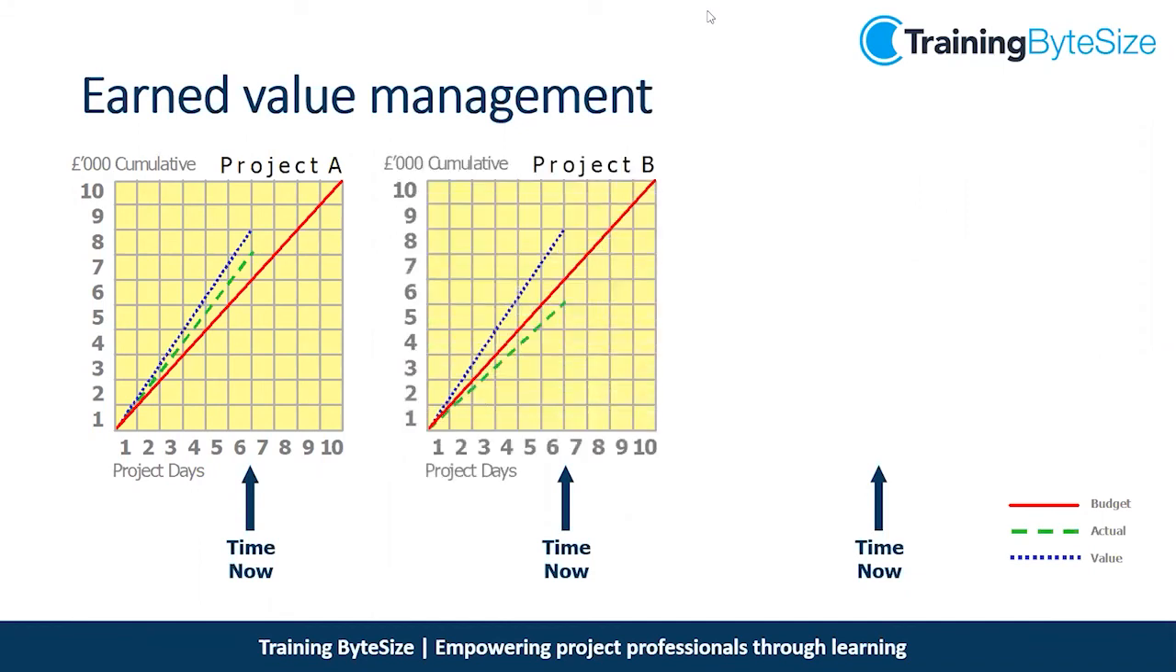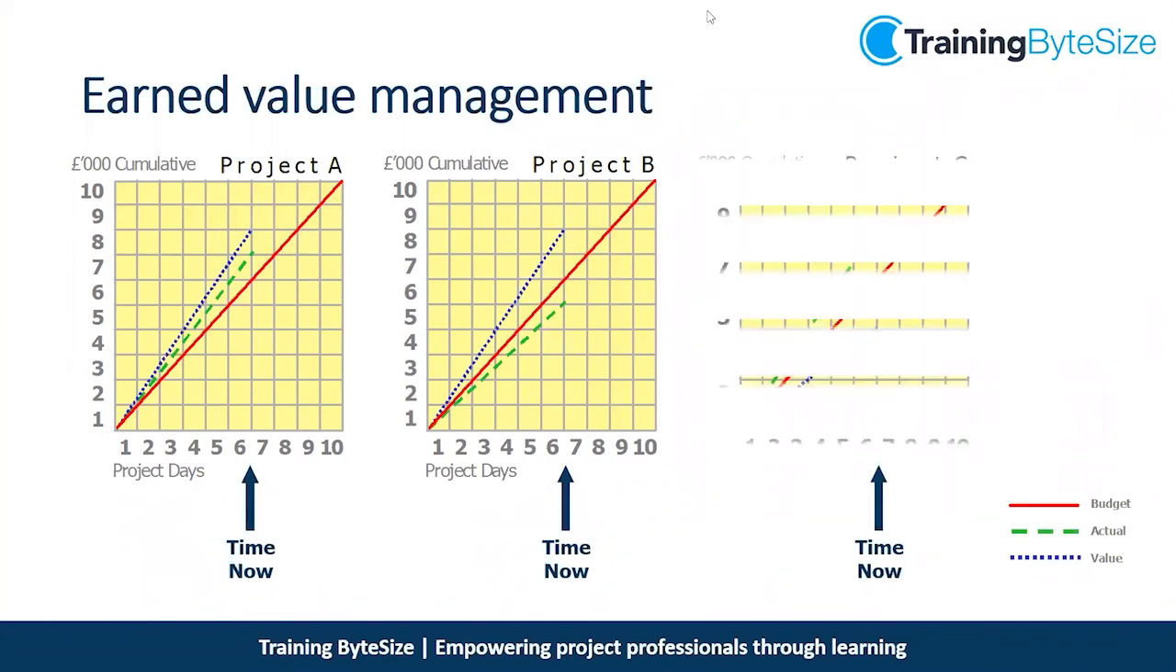Then we have project B. This is a bit like the first one. So we have a planned budget. Our actual cost is below our planned budget. So we've spent less than we planned. We've received a lot more value than we plan to have at this point in time. So we've got £8,000 worth of value, but we've only planned to have £6,000 worth of product at this point in time.